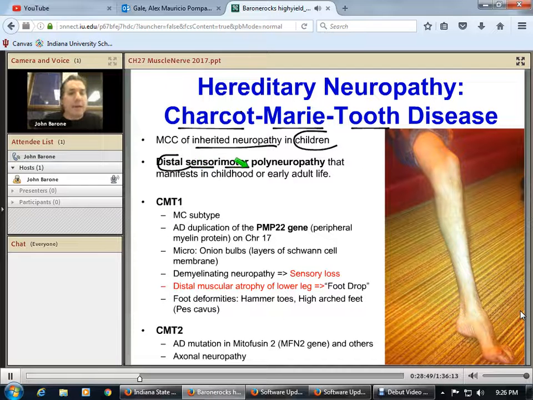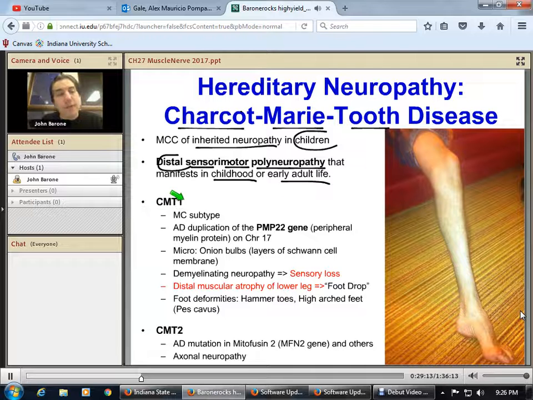Now, this is a distal, sensory, and motor polyneuropathy. So multiple nerves, and it's sensory and motor. But it usually affects distal, especially the lower legs. Very common. Now, when the kids are born, they're usually good, but as they get older, they tend to get weaker and weaker. So it usually presents in childhood or early adult life.